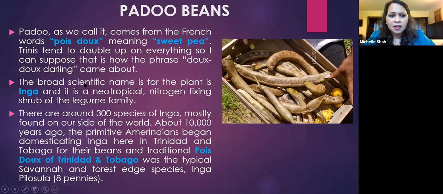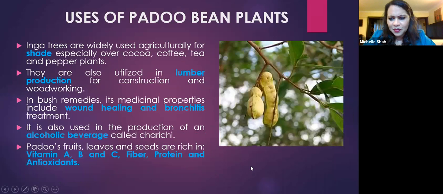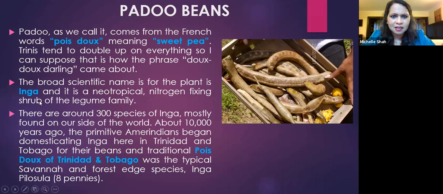The scientific name for this plant is Inga, and it is a neotropical nitrogen-fixing shrub of the legume family. There are around 300 species around the world, but 10,000 years ago, primitive Amerindians began domesticating the Inga plant right here in Trinidad and Tobago for the beans, and the traditional pardo of Trinidad and Tobago was the typical savanna and forest edge species called Inga. So Inga is the species of the pardo bean, and we have them in Trinidad, but it is not a very popular bean.